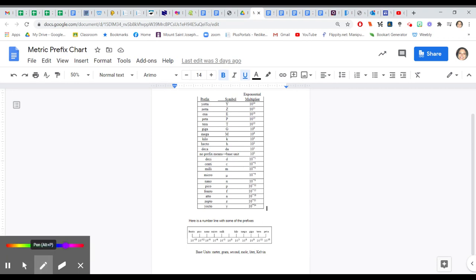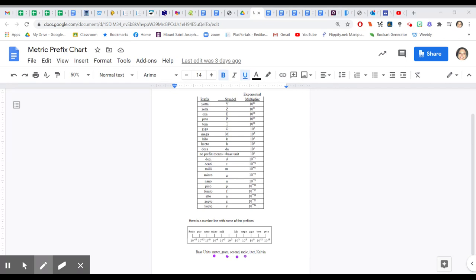So we already learned about base units. They're down at the bottom of the chart. The meter, the gram, the second, the mole, liter, and Kelvin. You need to know the abbreviations by heart: m, g, s, mol, capital L, and capital K. But other than that, you'll have this reference chart with you at all times, and you'll have a hard copy of it too. So let's look and see what we have here.